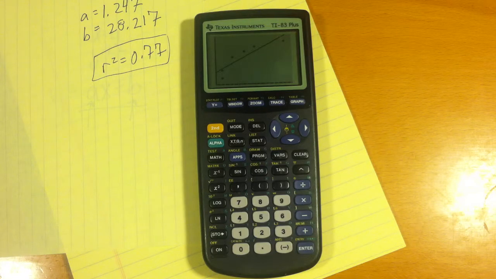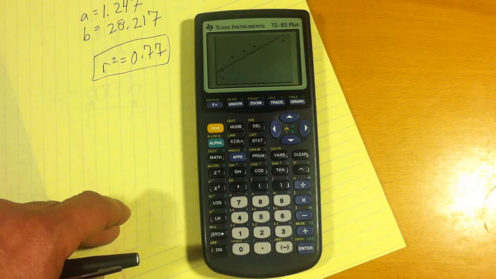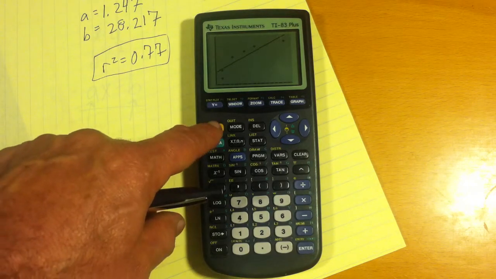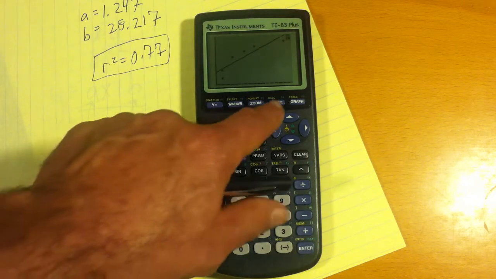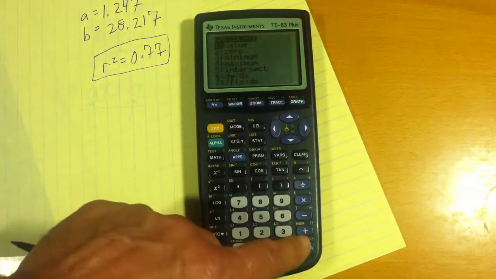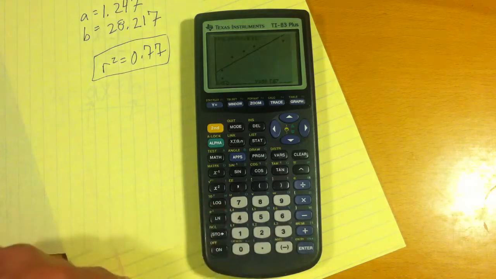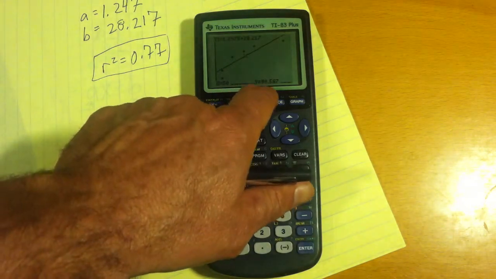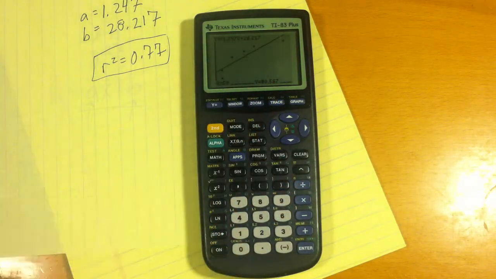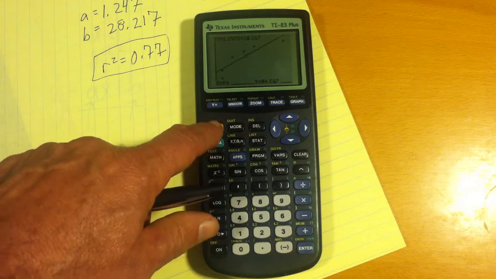Now from there I can also find the predicted value of y, if I want, for a given level of x. I can just go second, calc, and value, and let's say x is 50. If x is 50, then y would be 90.567. So you can actually find predicted values.